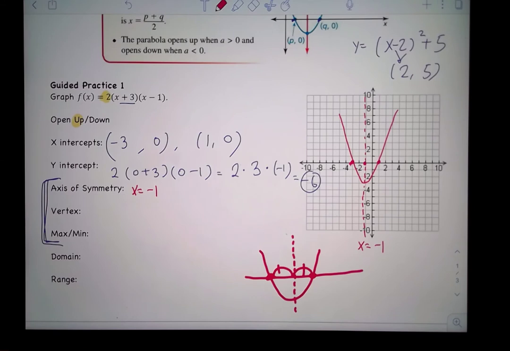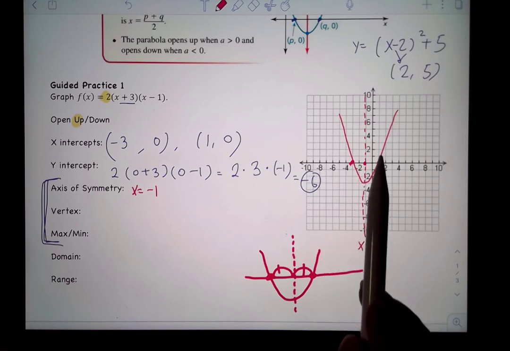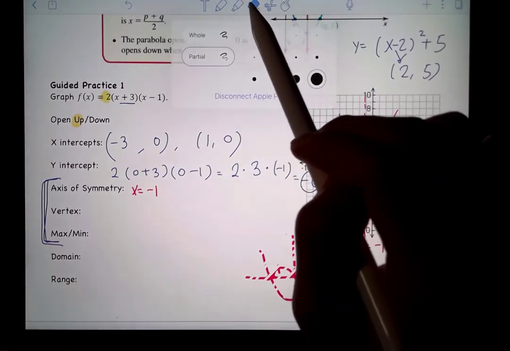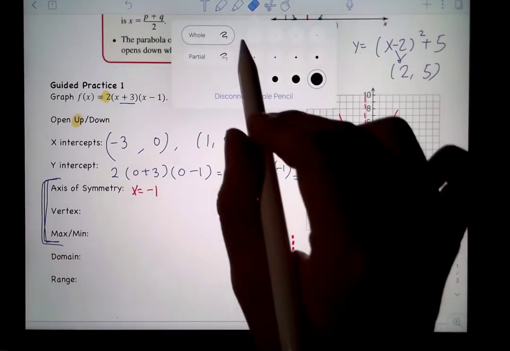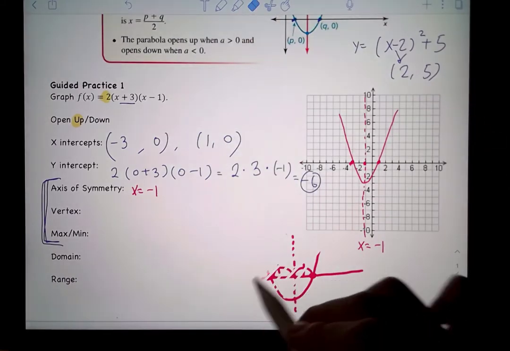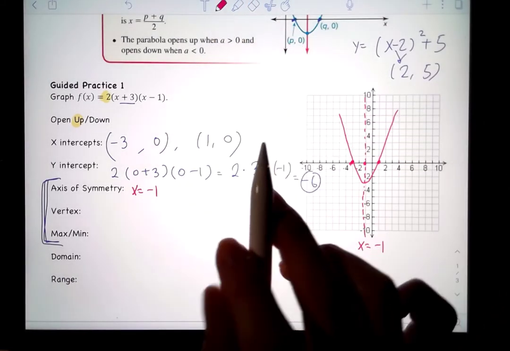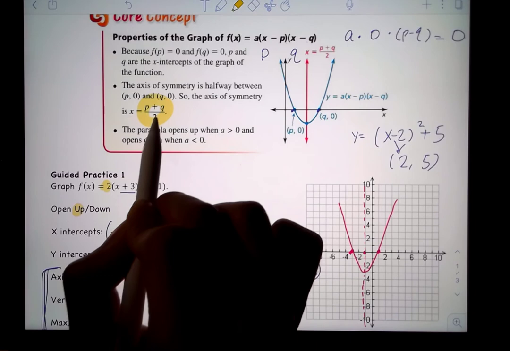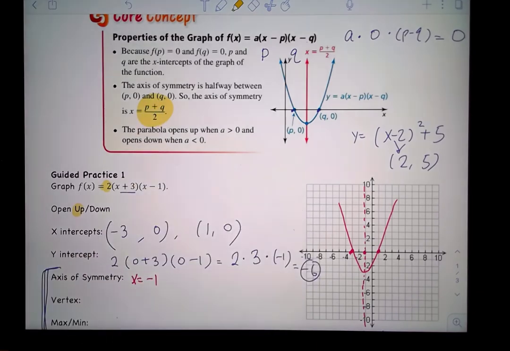We can get the axis of symmetry like that, but what if the graph is not exact, right? What if the graph is not exact? Then we cannot get the exact answers. So algebraically, we get the axis of symmetry like this. So look at this. You add and divide by 2, because we are getting the midpoint, right? So you add your x values and divide by 2.